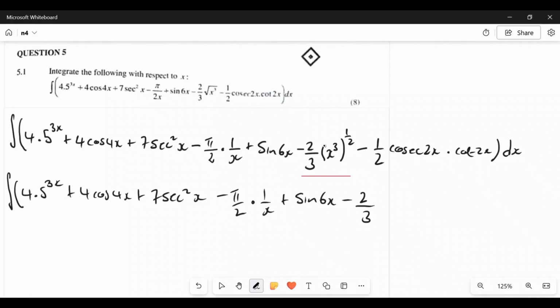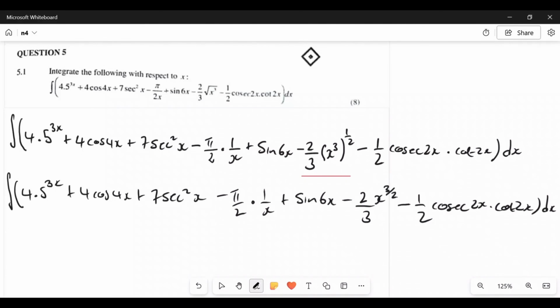over 3. Now let's look at x there. We have x to the power of 3 multiplied by 1 over 2, so we can say x to the power of 3 over 2. There we go. Minus 1 over 2 cosec 2x multiplied by cot 2x, close bracket, dx. So when it's like this, we are now able to integrate each and every term that you see here.